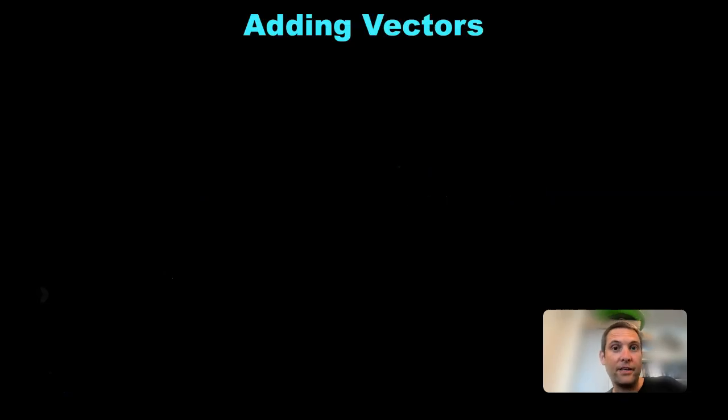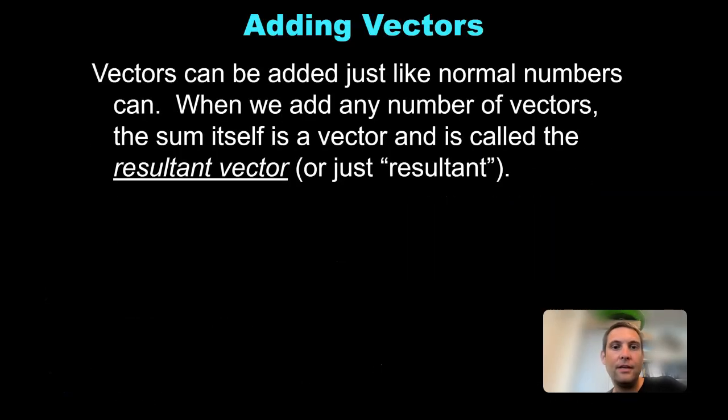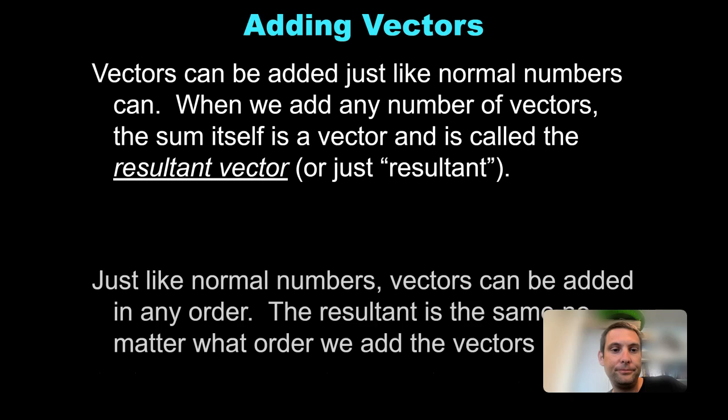We can also add vectors. Just like with normal numbers, we can add vectors. So if we had a vector of magnitude 3 and a vector of magnitude 2, if they're in the same direction, we would just have a vector of magnitude 5 in the same direction. This answer is called the resultant vector. It's what we get when we combine two vectors.